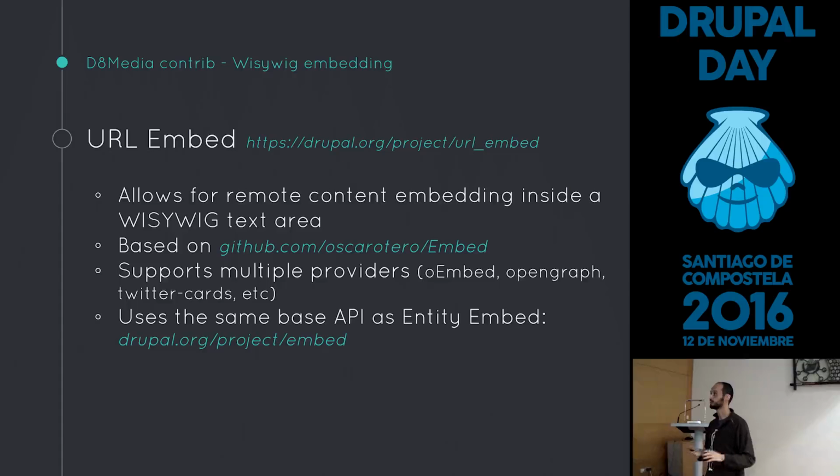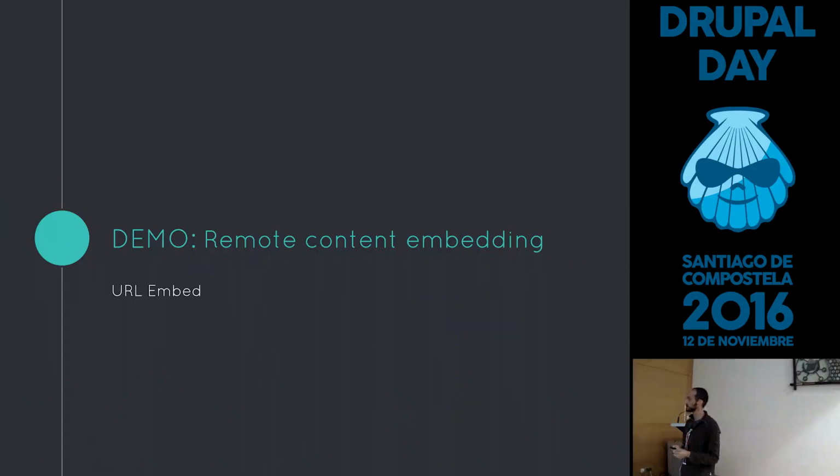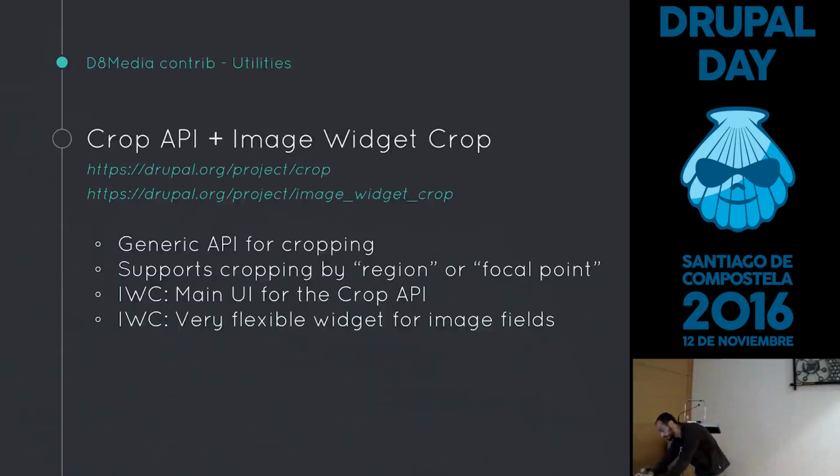This library supports any provider that implements one of the oEmbed, Open Graph, or Twitter Cards protocols, which many of the existing good websites implement. And both Entity Embed and URL Embed use the same base API for embedding. I am not going to demo this because we are running out of time. But if you check the slides later, this is just an example of how you could embed external content without this content being present at your site at all.